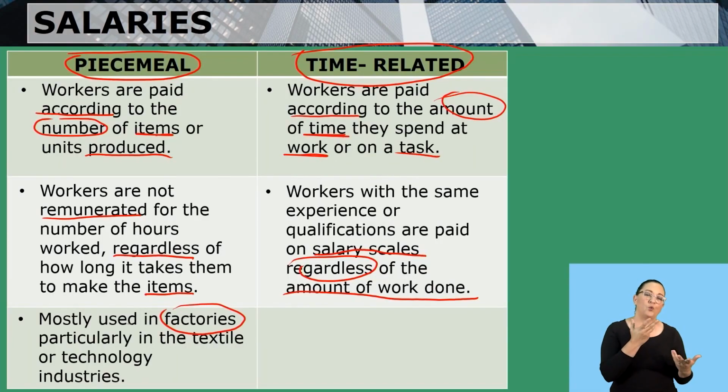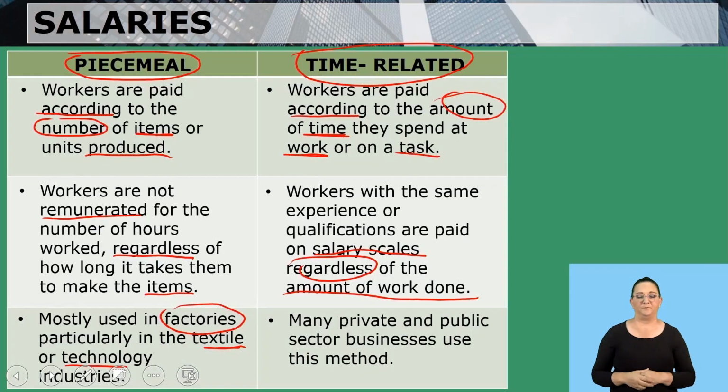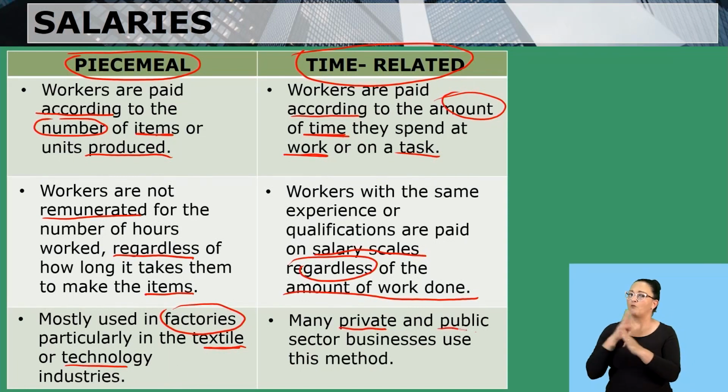And then piecemeal is mostly used in factories, particularly in the textile or technology industries. Now, if you remember correctly, textile industries are the ones that deal with making cloth or clothing. With piecemeal, it's more applicable to give them that salary because they are able to determine exactly how many materials or items they have produced. And then time related is mostly used in private and public sector businesses because they are considering the amount of hours that you are working.